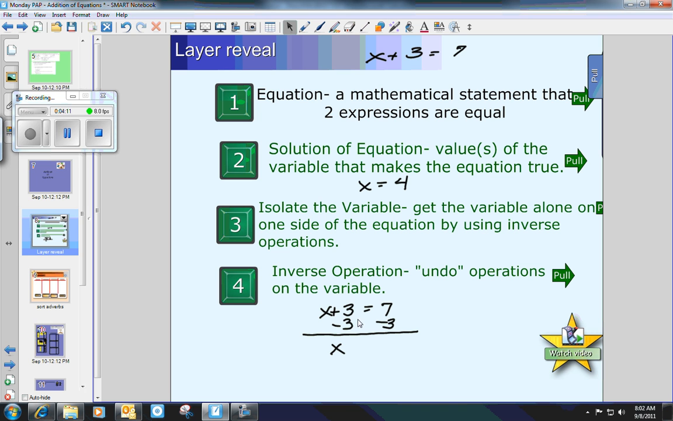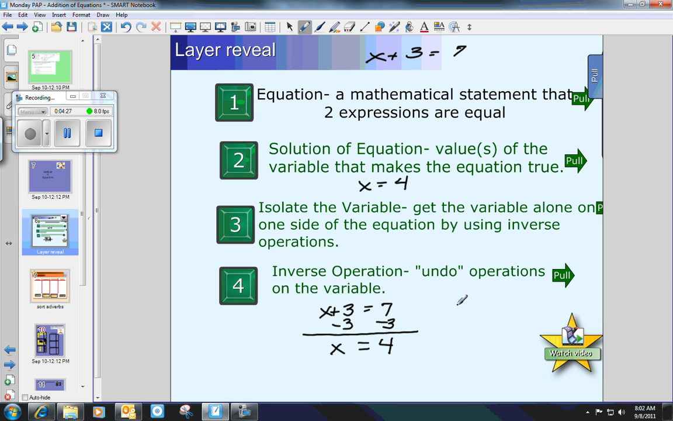X is the only thing left on this side of my equation. And I'm going to have that equal to 7 minus 3, which is 4. So this is how I would write the equation out and show my work.